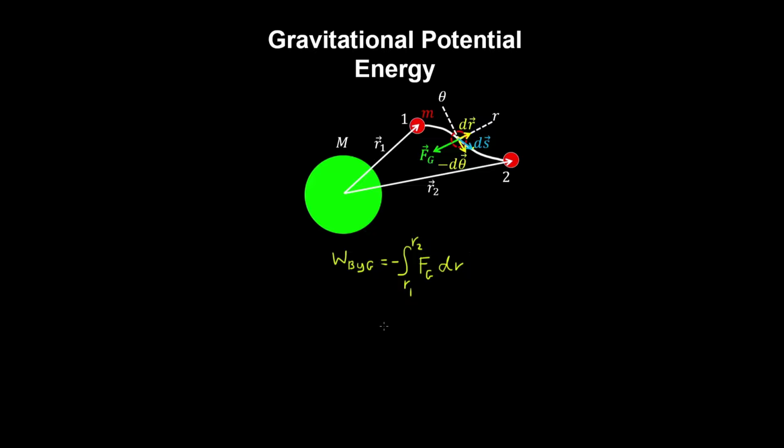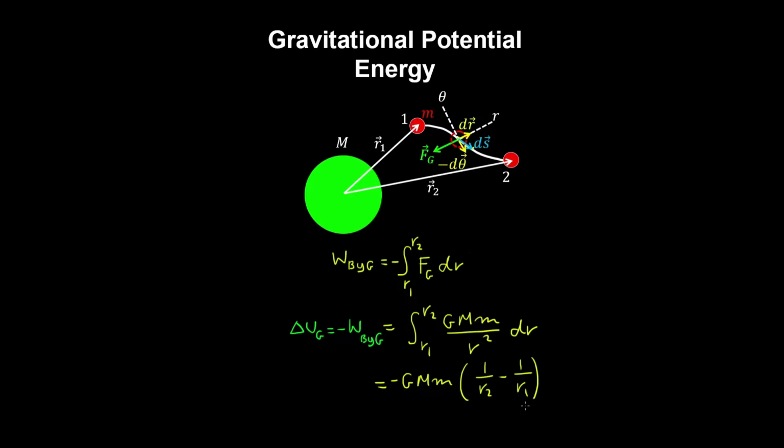So now if we substitute for the gravitational force, and that change in gravitational potential energy is equal to the negative of the work done by the gravitational force. And now evaluating this integral gives the following expression for the change in gravitational potential energy.